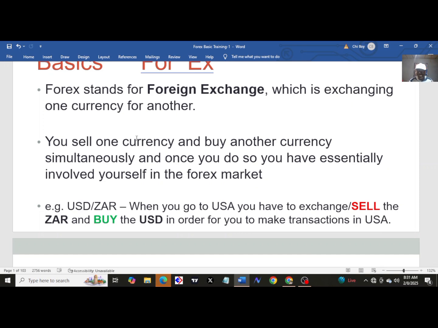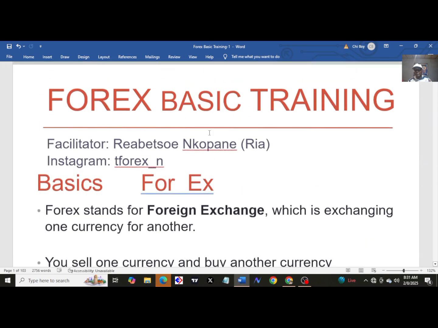Foreign exchange. Oh, I forgot to mention that this book isn't my writing, guys. This book is written by a South African guy. Rebeto Mpopen, I hope I pronounce the name right, guys. I'm a Nigerian, so I don't really know much about South Africans.